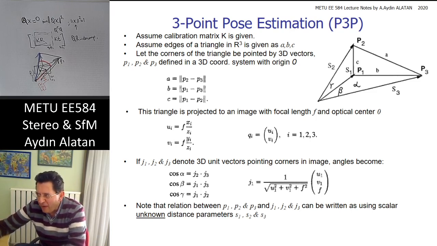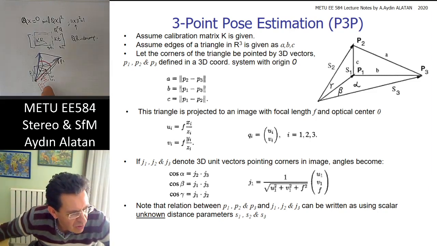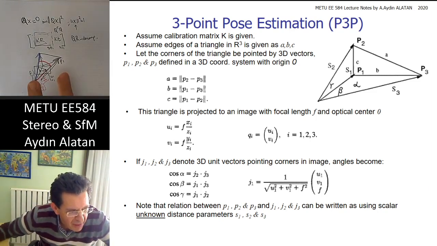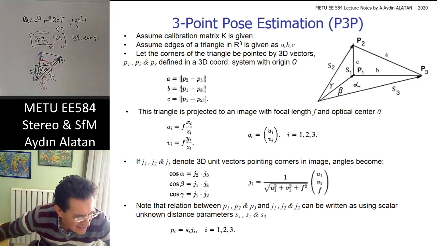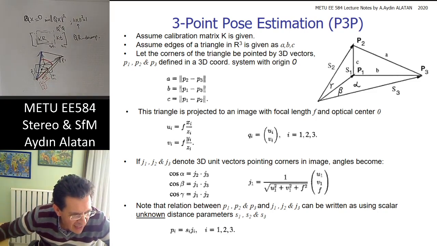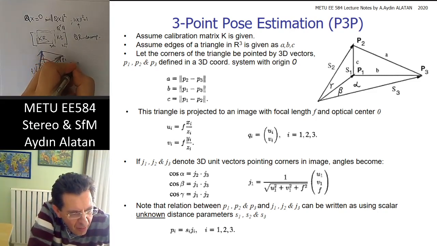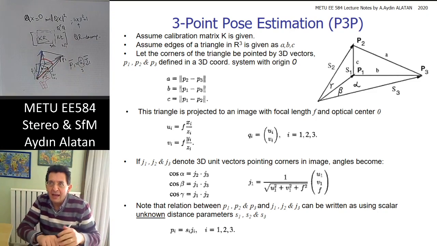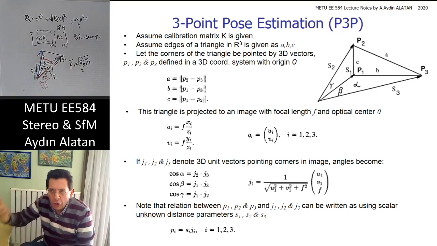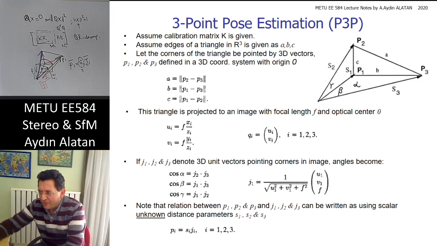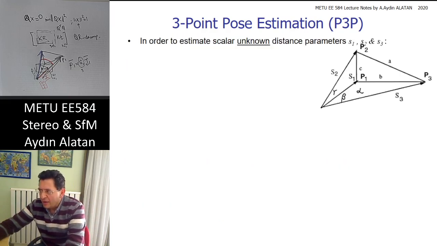Now, a final thing: the relation between this J1 unit vector and P1. I assume there is a scalar. J1 is unit, P1 is not unit. There is a scalar, S1, which gives you the information between the P1 vector, J1 vector, and S1 scalar. Like a 3, 4, 5. I don't know that right now, but it's a scalar. This is a distance parameter. Again, these are unknown distance parameters.